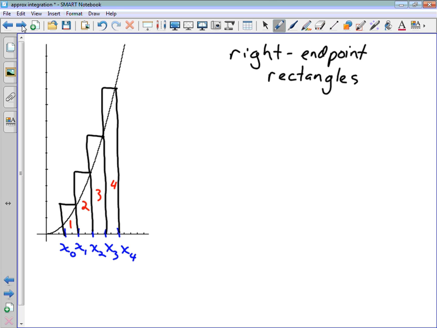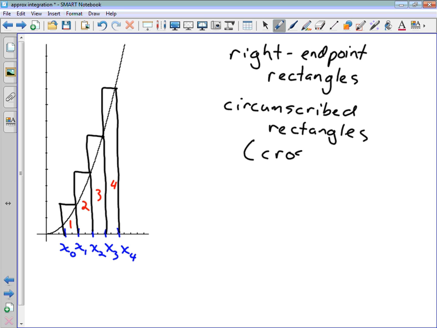These are sometimes called circumscribed rectangles because they cross f at x, across the curve, rather than the tops of them cutting across the curve rather than being completely contained underneath it.